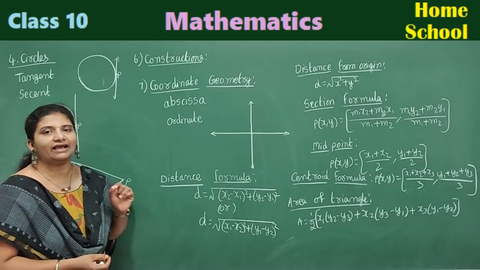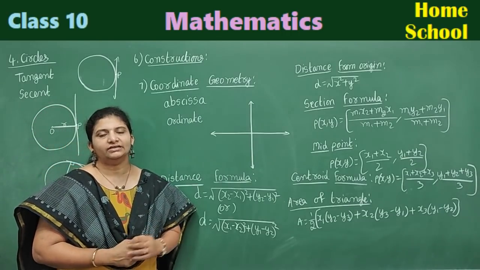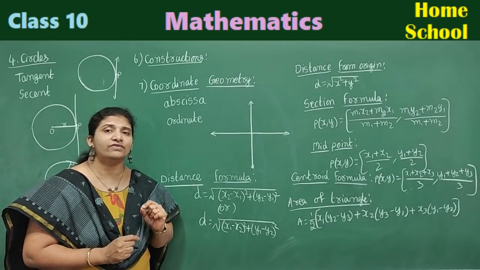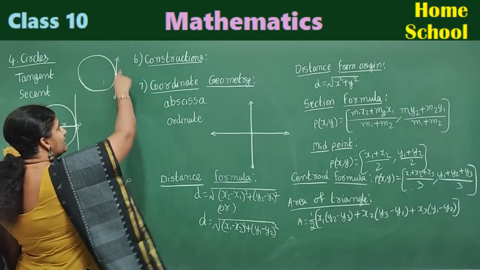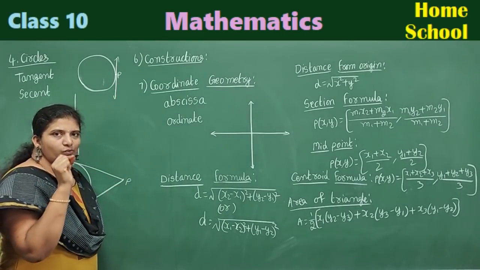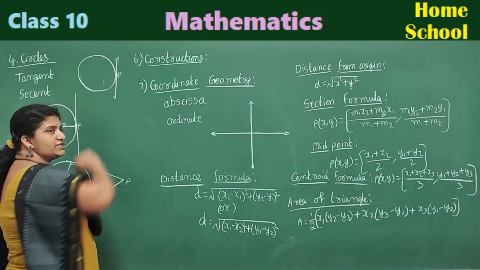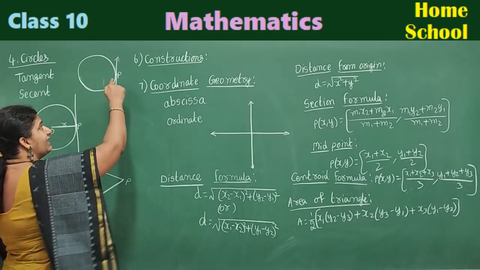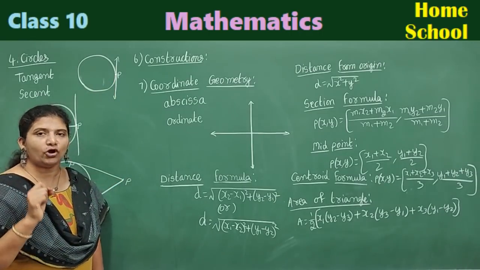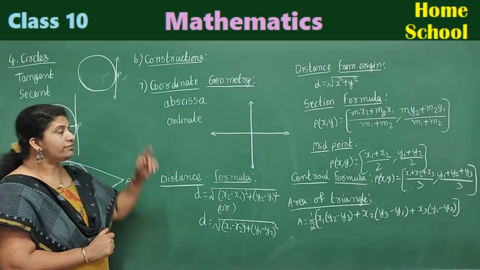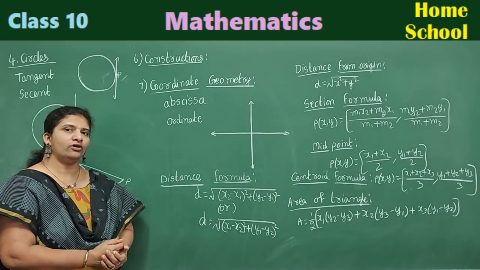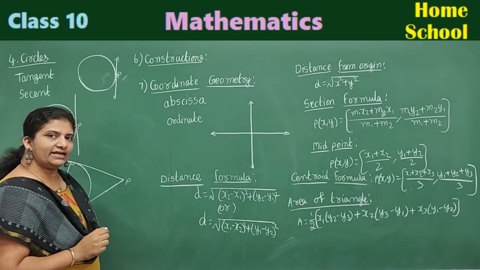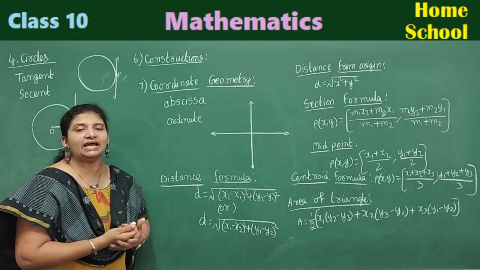Coming to the first point, tangent. What is a tangent? A tangent is a line which is touching at one point of the circumference of a circle. The line is touching at only one point, and that intersecting point is called the point of contact. So, for this point, how many tangents can you draw? Only one tangent. And for a circle, how many tangents can you draw? Infinitely many tangents.